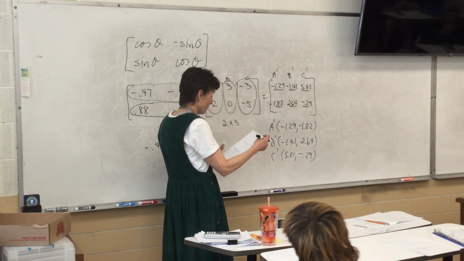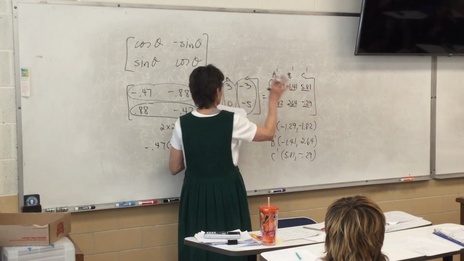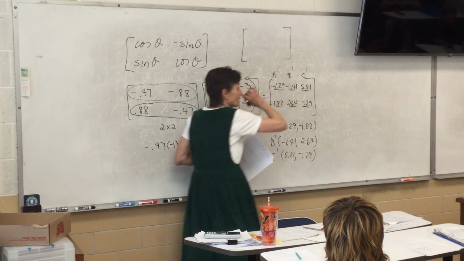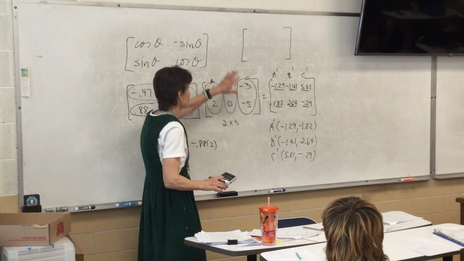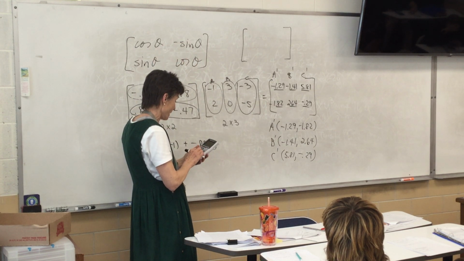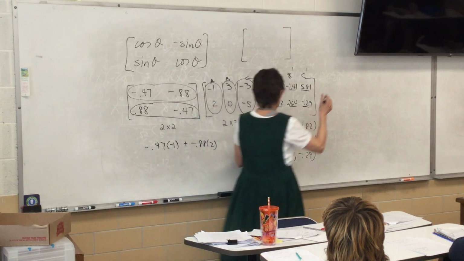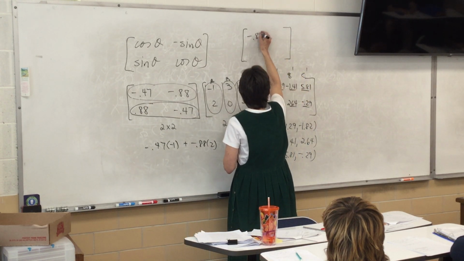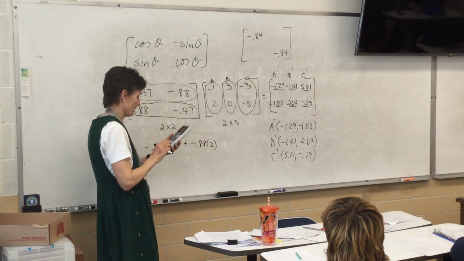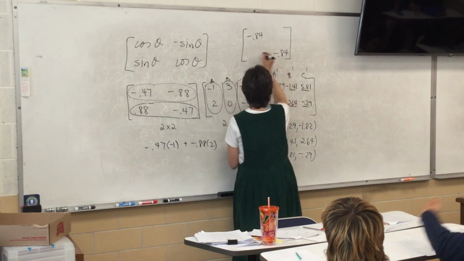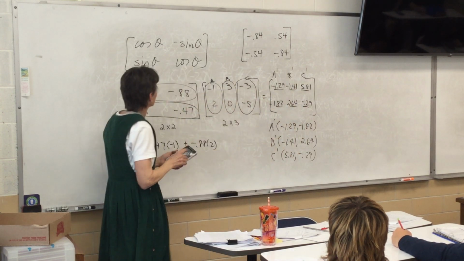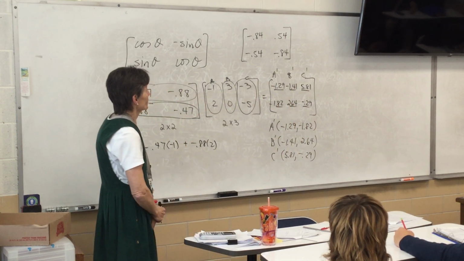Okay, now let me do one more with that. It says find the coordinates of just a vector after it's been rotated 213 degrees. So now I need to build a new rotation matrix, 213 degrees, using this format. So cosine 213 is negative 0.84, and then sine 213. Everybody okay with that?